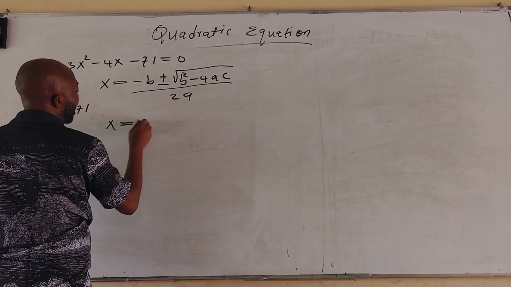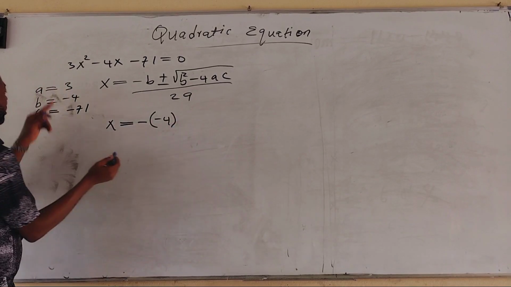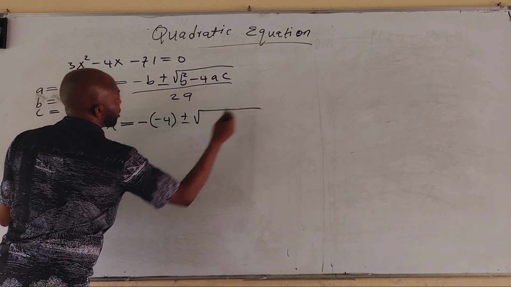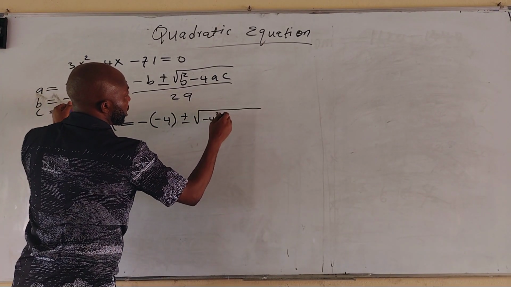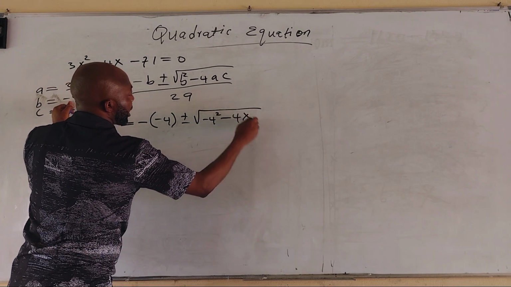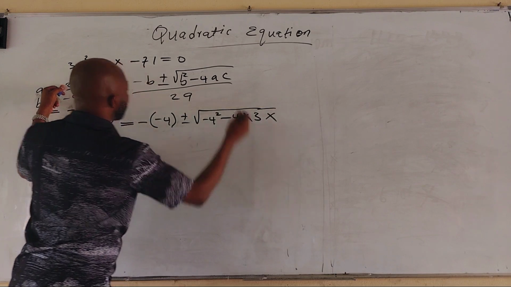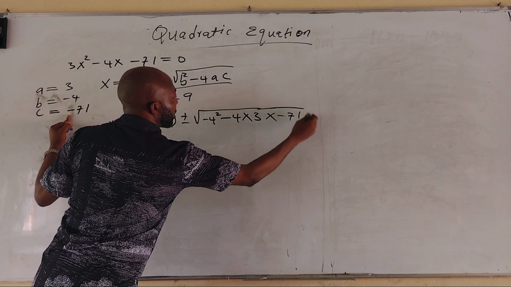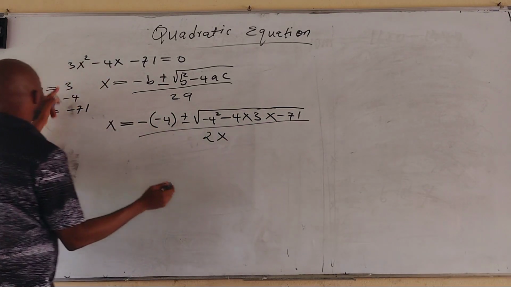x is equal to minus b, which is minus minus 4, plus or minus the root of b squared, which is minus 4 squared, minus 4 times a, which is 3, times c, which is minus 71, all over 2 times a, which is 3.